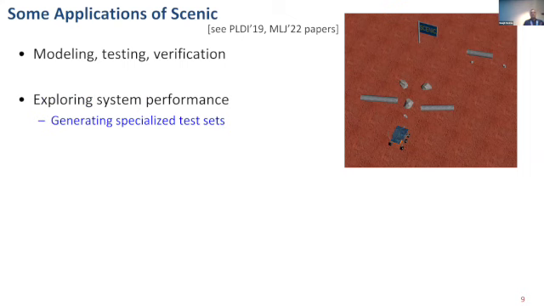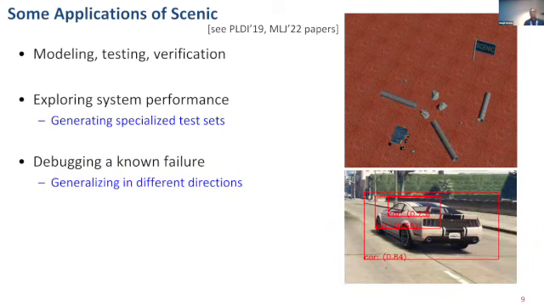Okay, so Scenic was first created back in 2018, and over the years, we and our collaborators have demonstrated various applications. We started out looking at data generation as well as modeling, testing, and verification, as well as exploring the performance of an AI system in different environments. This one is a toy Mars rover example. We also applied it in the context of computer vision, object detection, to debugging machine learning neural network-based perception.